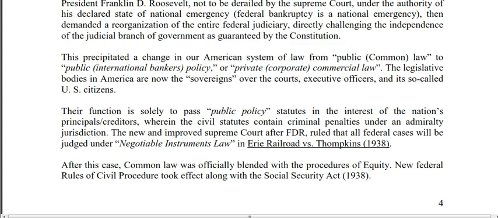The new and improved Supreme Court after FDR ruled that all cases will be judged under the Negotiable Instruments Law. See Erie Railroad versus Tompkins, 1938. After this case, common law was officially blended with the procedures of equity. New federal rules of civil procedure took effect along with the Social Security Act of 1938.